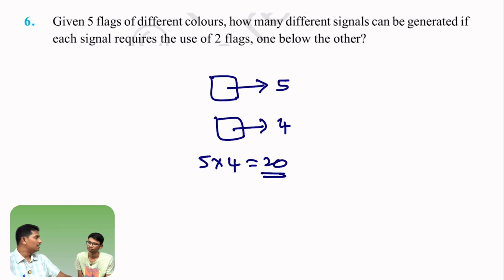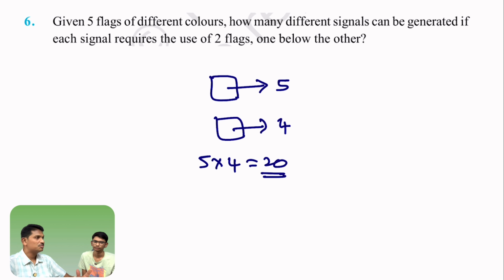In this class, what we learned? We have learned the fundamental principle of counting. In the fundamental principle of counting, how many things are there? 2 things. What are those? The fundamental principle of multiplication and the fundamental principle of addition. What is the fundamental principle of multiplication? Suppose you take two works. The first work can be done in m ways, and the second work can be done in n ways. Then the total work in succession can be done in m into n ways.